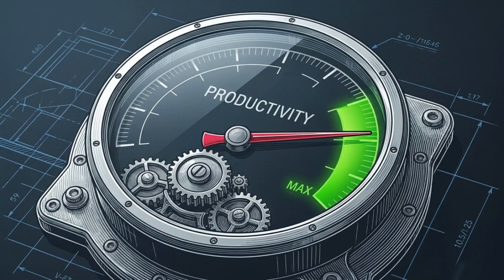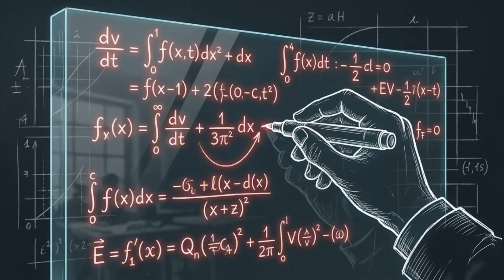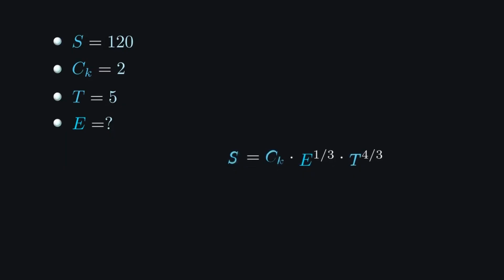into a functioning product. We can see how this works in practice by calculating the required effort for a project with known constraints. In this scenario, software size is 120, productivity is 2, and time is 5 months. We insert these into the equation.